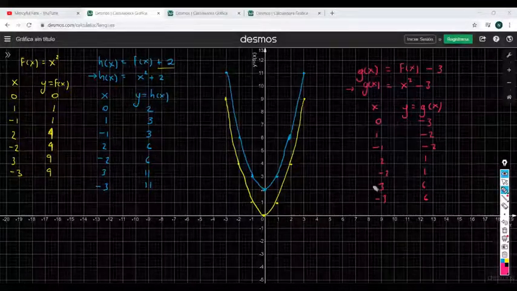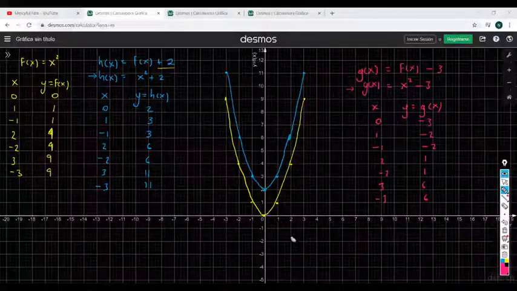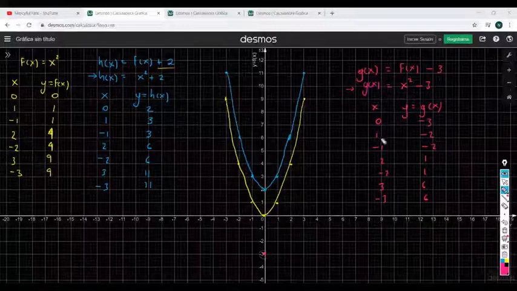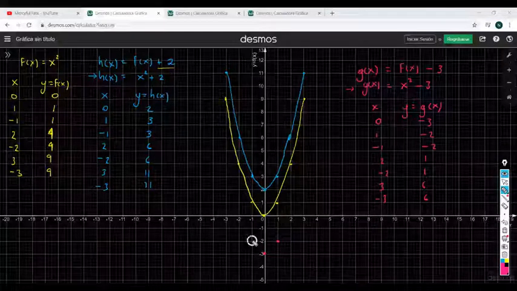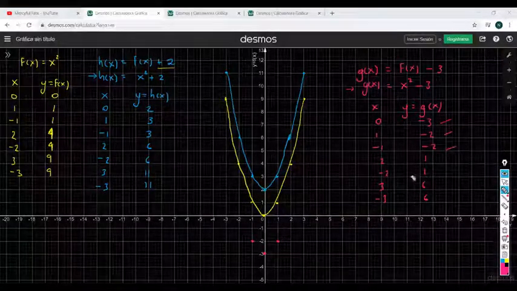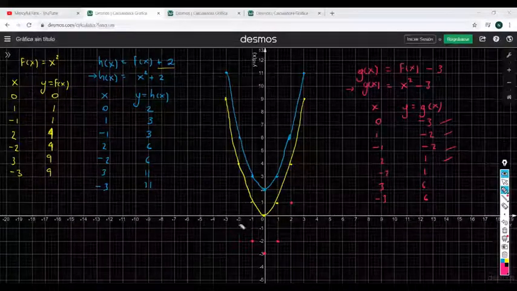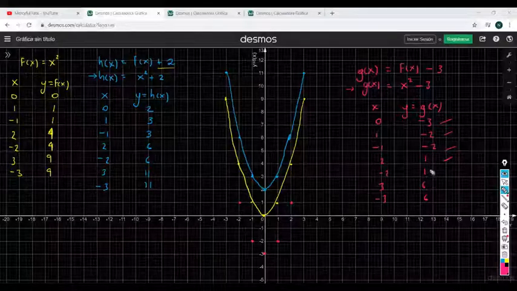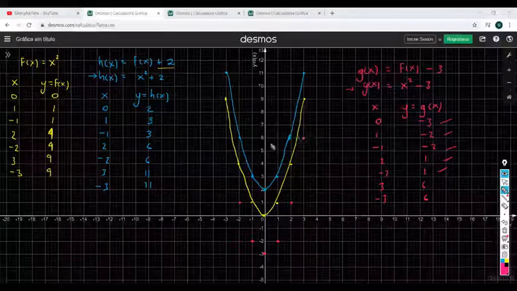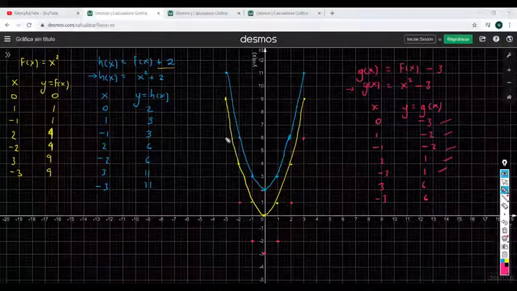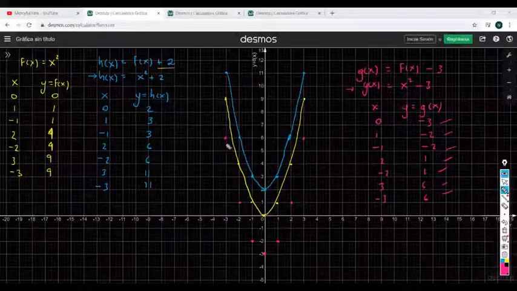And then you're going to plot these points over the Cartesian plane. Let's do it very quickly. We have 0, minus 3, it's this point. And then 1, minus 2, which is this. And then minus 1, minus 2. So it's done. 2, 1, which is this one. Done. Minus 2, 1, which is this one. Done. And then 3, 6, which is this one. And minus 3, 6, which is this point. So done and done. We trace as best as we can.